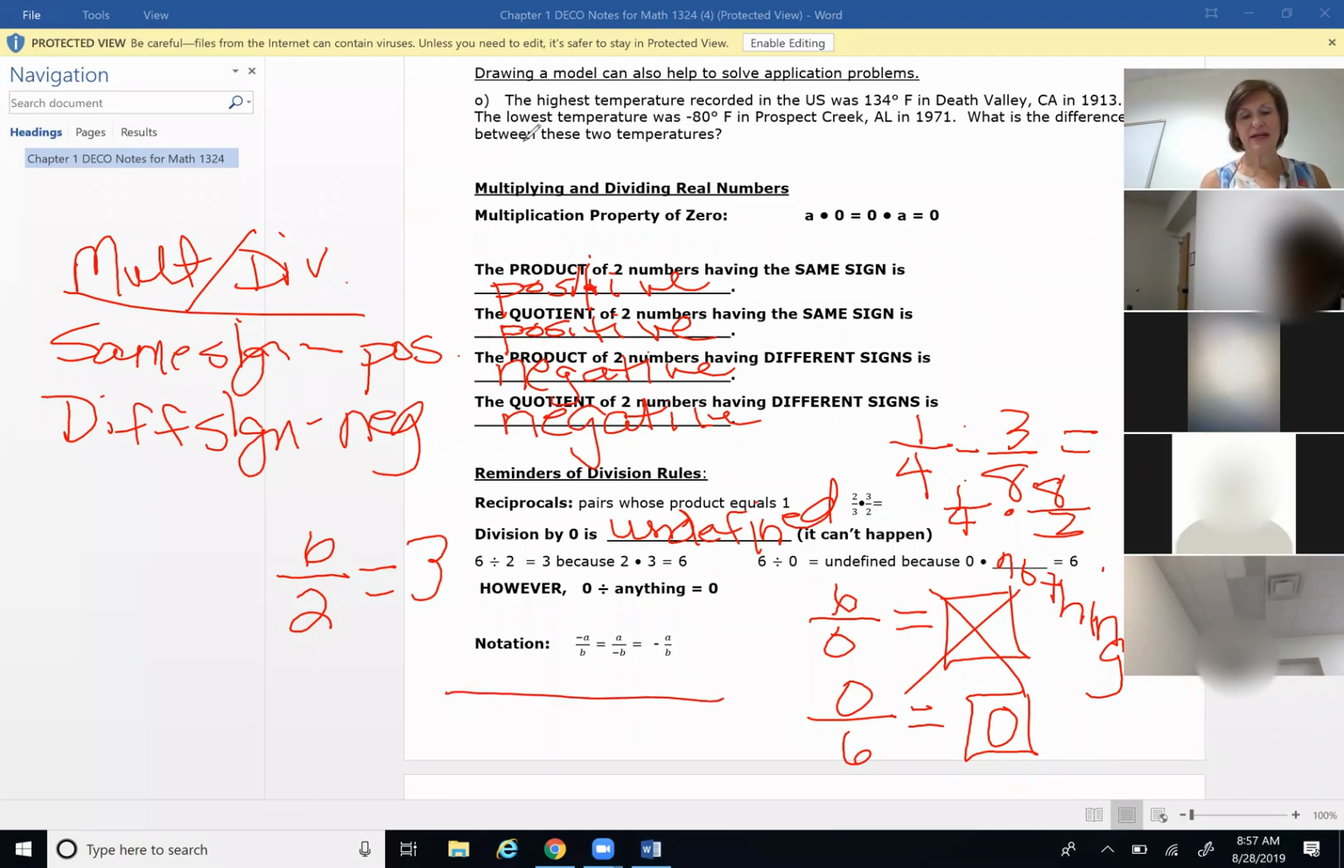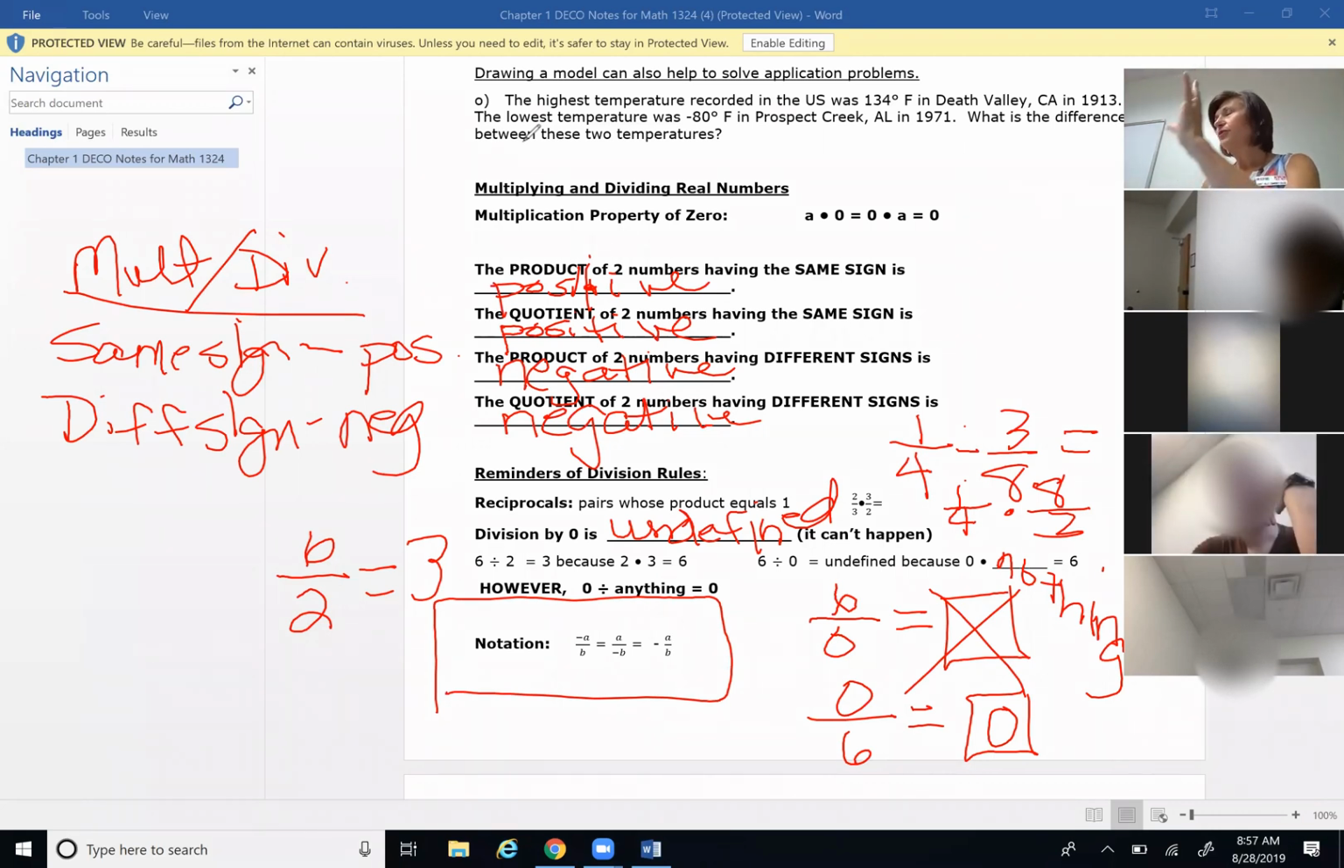This notation right here. We have a fraction, and it's showing you there are 3 different places you can put your negative sign, and they're all correct.